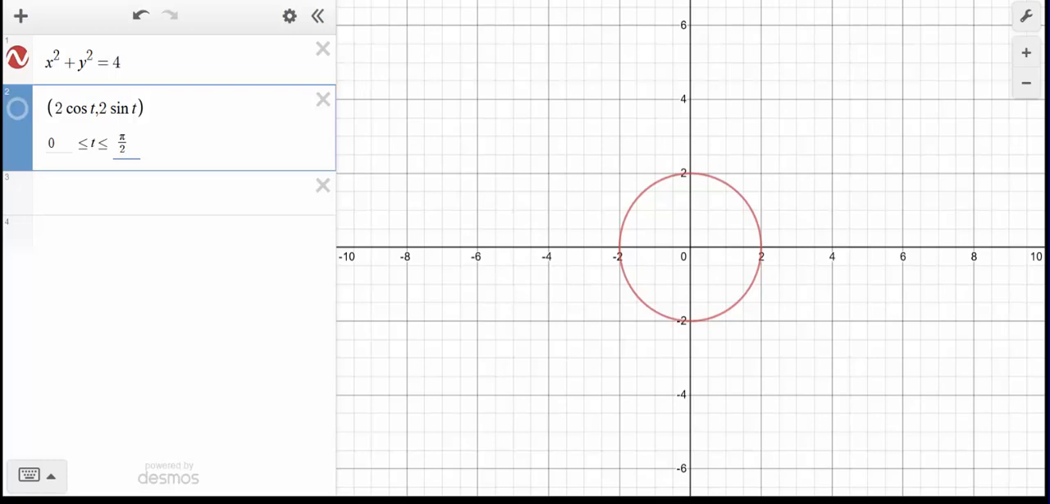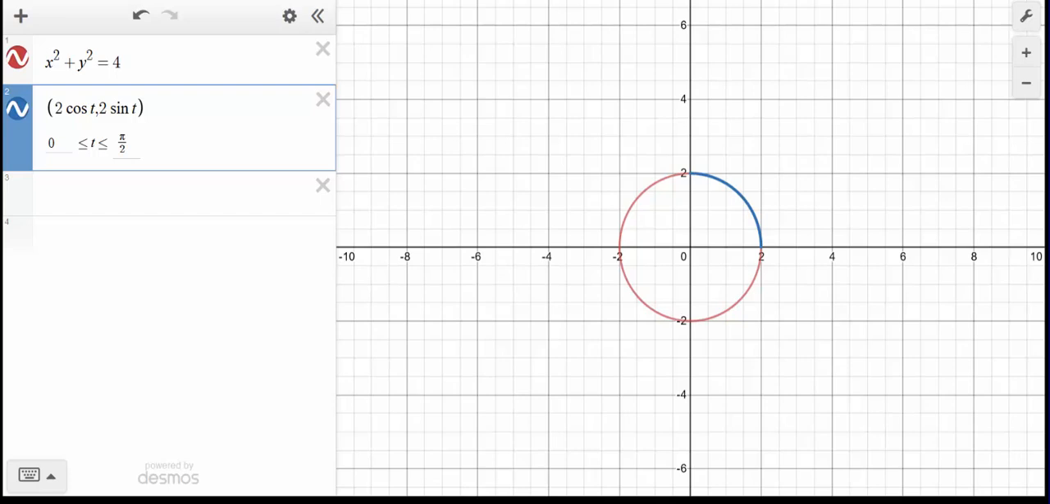So here we are. We have the circle. x squared plus y squared equals 4, and there it is. Now, notice down here in the second part, I've got the parametric representation. So let me turn that on, and I've got t going from 0 to pi over 2. So you notice there in blue, it does a quarter of the circle.